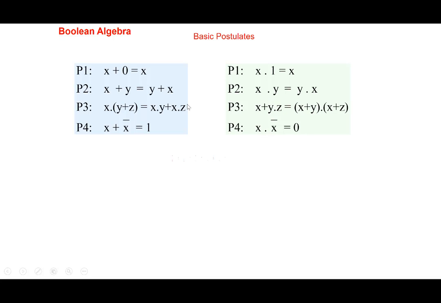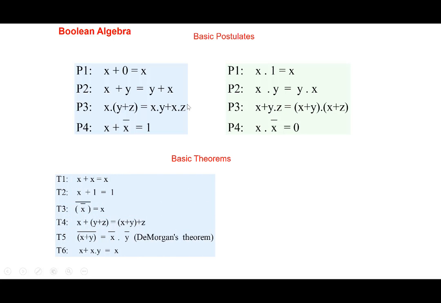These are the postulates, and these are some basic theorems that will be helpful for manipulating binary numbers. x plus x is x. x plus 1 is 1. If you take the complement of x and take the complement again, that's equal to x. And x plus y plus z, associativity, is here.